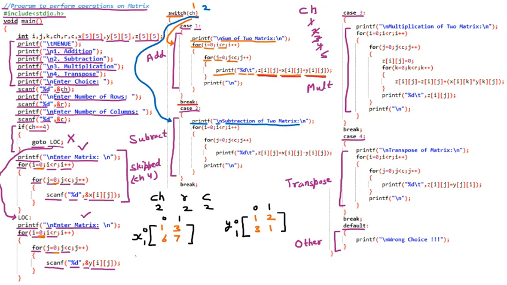Again for loop, for i is equal to 0 to i less than r, for j is equal to 0 to j less than c, and this one printing on the screen %d for the integer value \t. Now z[i][j] is equal to x[i][j] minus y[i][j]. So now we are going to take out x[i][j] minus y[i][j]. So what is going to happen? x minus y is equal to z.